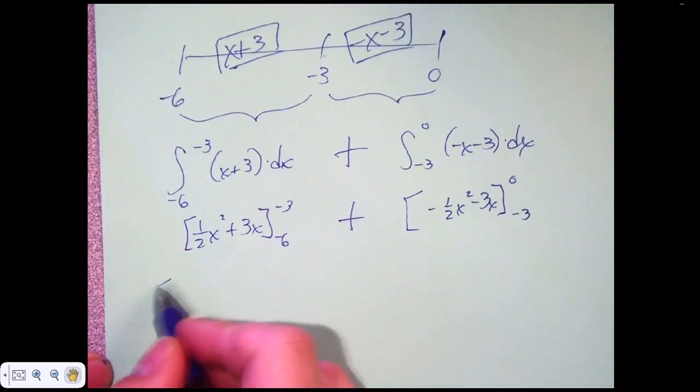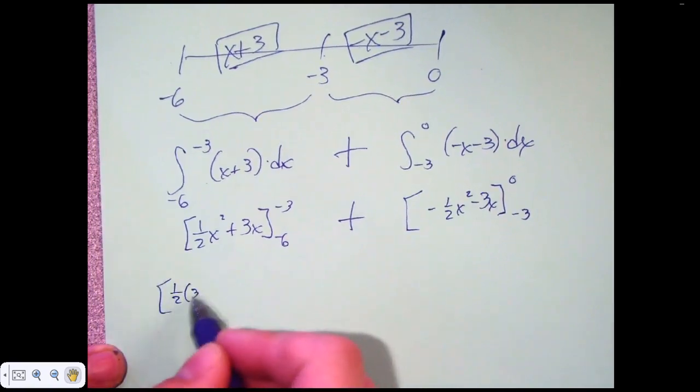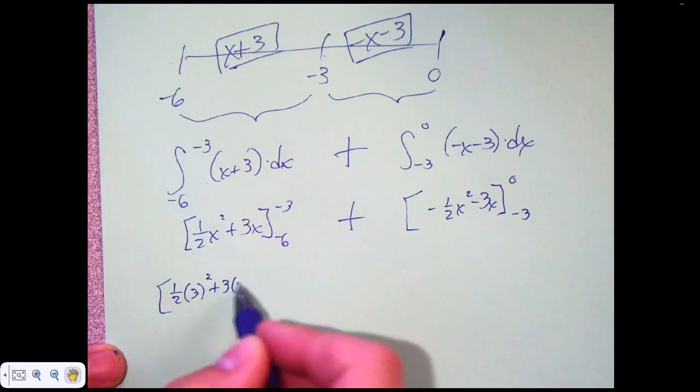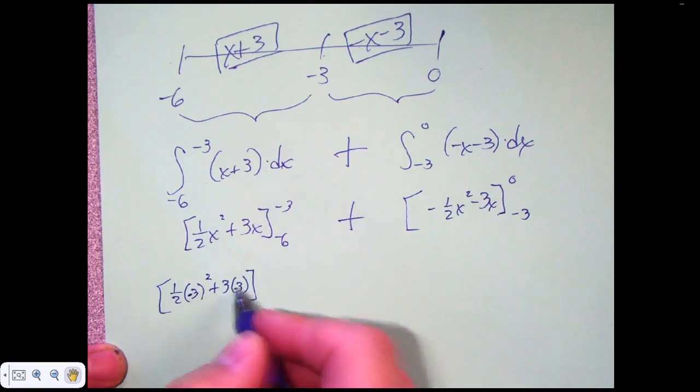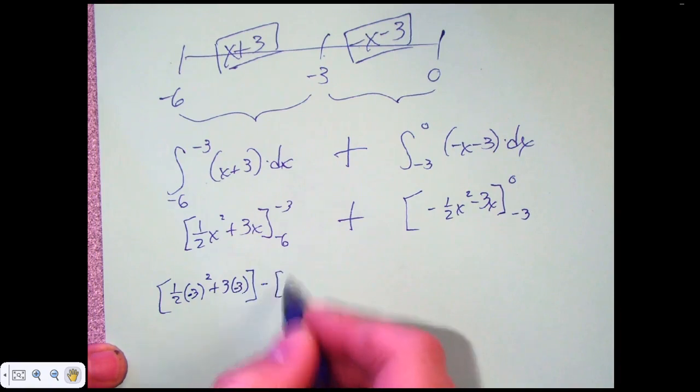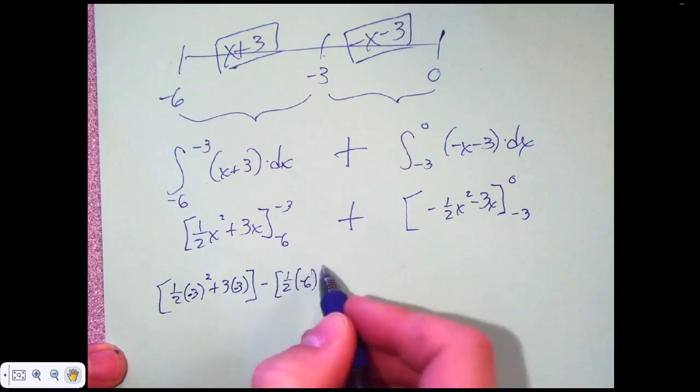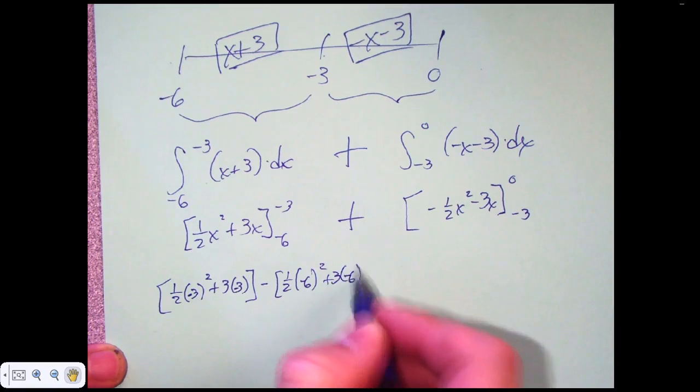So over here, I'll have 1/2 times -3 squared plus 3 times -3. Oh, that's negative. Minus 1/2 times -6 squared plus 3 times -6.